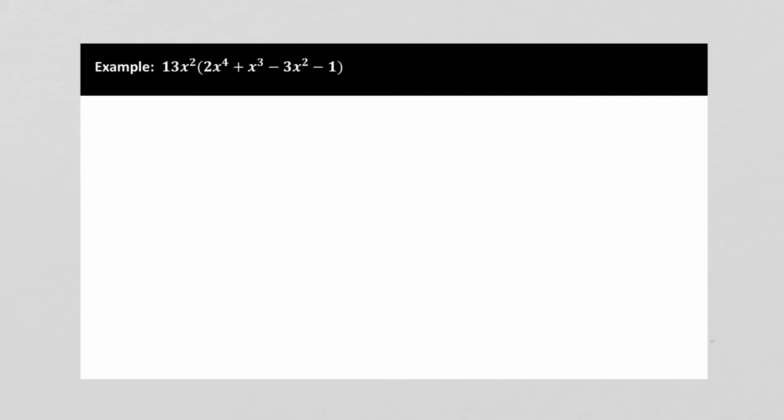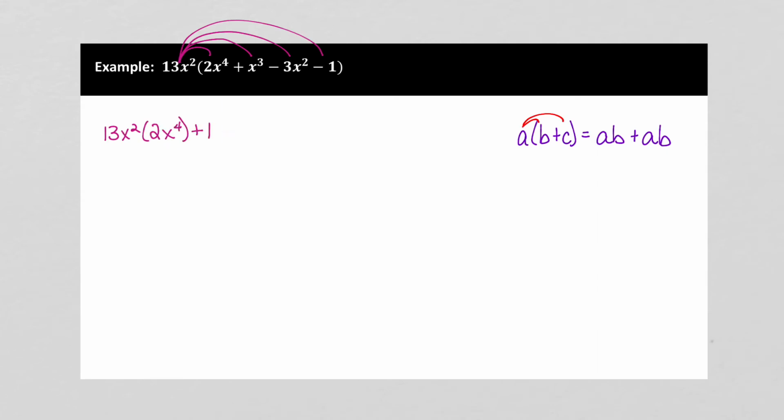Remember the distribution rule. If we have a times b plus c, then we distribute the a and we get ab plus ac. That's what we're going to do here. So we're going to distribute this 13x squared to all four of the terms in our polynomial here. So we'll have 13x squared times 2x to the fourth plus 13x squared times x cubed plus 13x squared times negative 3x squared. Don't forget your negative there. And 13x squared times negative 1.